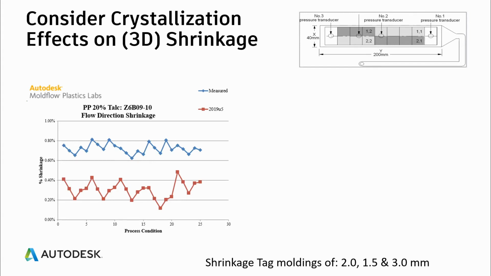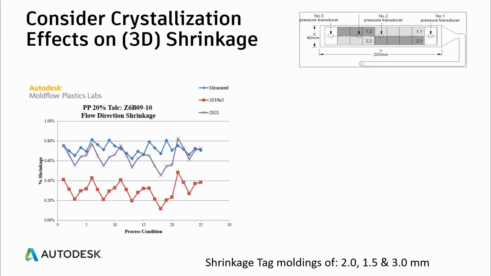In this first example shown on the left, a 20% talc-filled polypropylene has been molded, and here I'm showing you the measured shrinkage in the flow direction in the blue line over the 25 molding conditions. As you can see, the shrinkage ranges from about 0.6 to 0.8%. Also shown is the prediction from the 3D solver in Moldflow Insight 2019 Update 5. And you can see that the prediction is quite a lot lower than the measured shrinkage values.